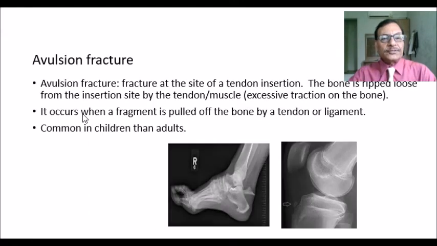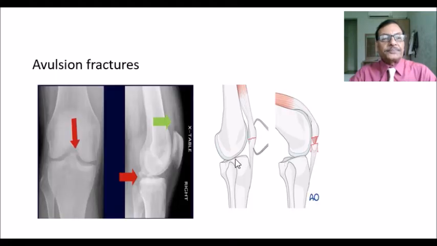Avulsion fracture, sometimes we have to see it. Avulsion fracture occurs at the site of the tendon insertion. Here, insertion of the tendo Achilles, and bone is usually ripped apart by the pull of the tendon or the muscle, and it is usually more commonly seen in children. Here, the tibial tuberosity has been avulsed.